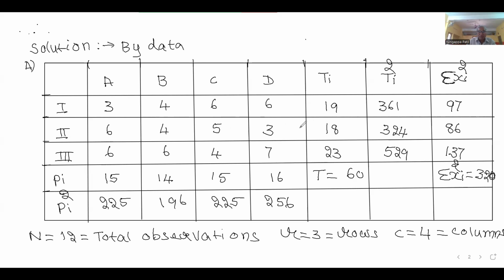The summation values are coming. Summation of X here, and summation of Y here. And similarly, take the square of this, square here. Square of this, square here. Then summation of X square, that is 97, automatically coming. And summation of Y square, then 86 automatically coming.